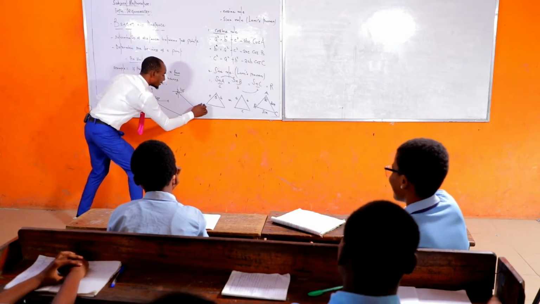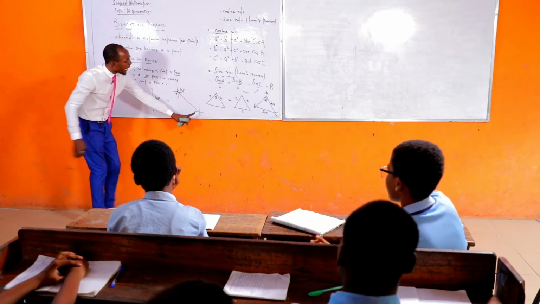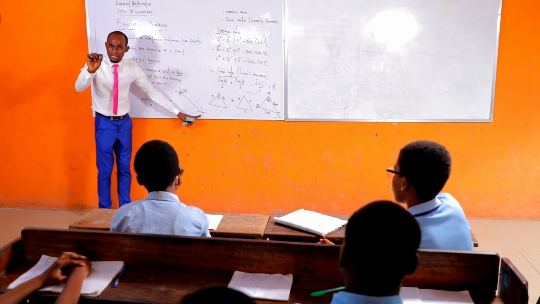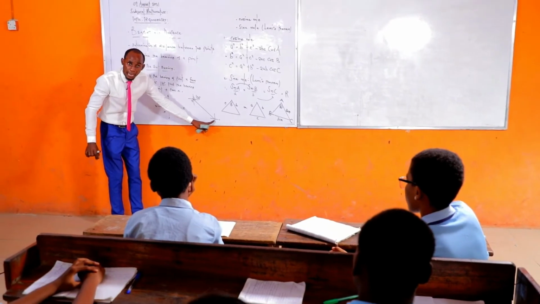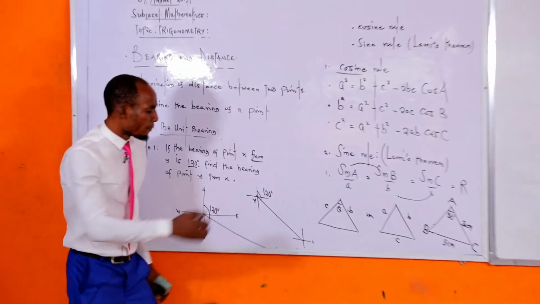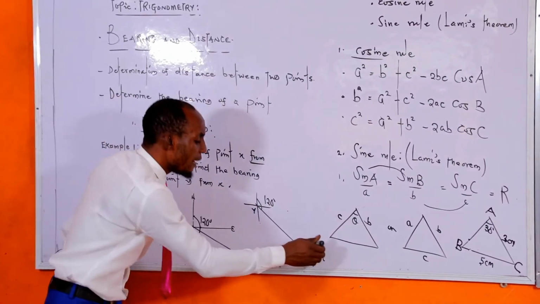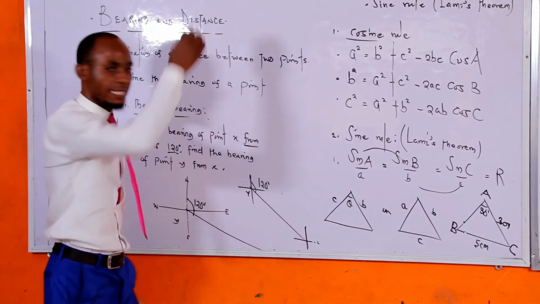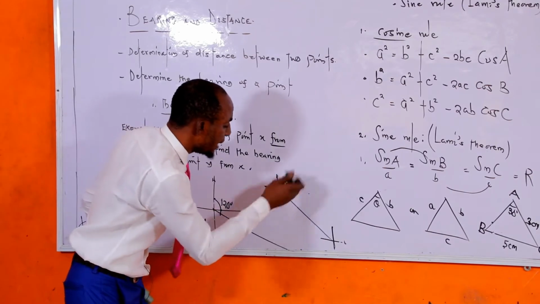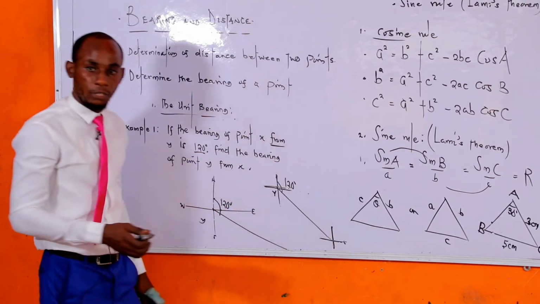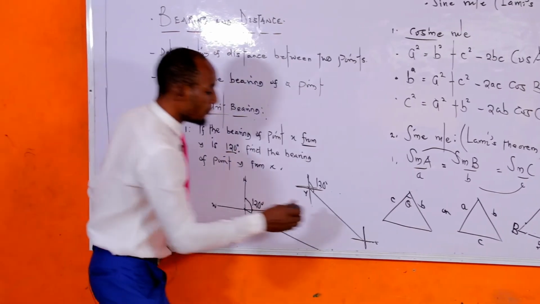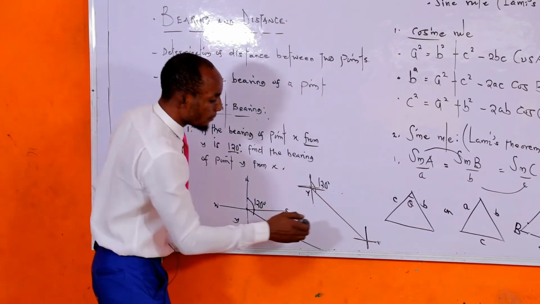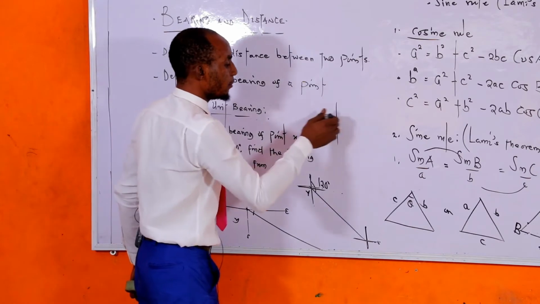Now, look at this. I am going to draw another four cardinal points here, but there are things you must consider if you are drawing another four cardinal points here. First, the vertical line must be parallel to the vertical here, while the horizontal line here should be parallel to this one. Take note of that.